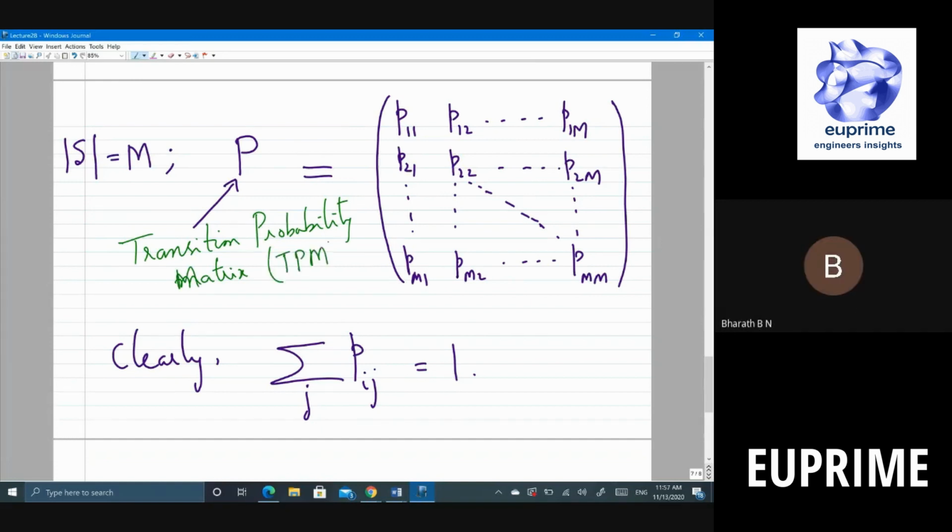Hmm? No, not necessarily, right? Okay, before that, this matrix P is called the transition probability matrix, or probability transition matrix, right? I think this should be probability transition matrix. Okay. So now coming back to your question, I'll take a very simple Markov chain.